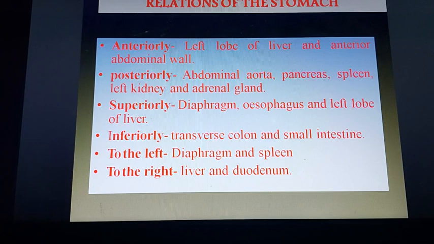Coming to the left side, the relations are the diaphragm and spleen. Right side relations are the liver and duodenum. So superiorly, diaphragm, esophagus, left lobe of liver. Inferiorly, the transverse colon and small intestine. Left side, the diaphragm and spleen. Right side, the liver and duodenum.